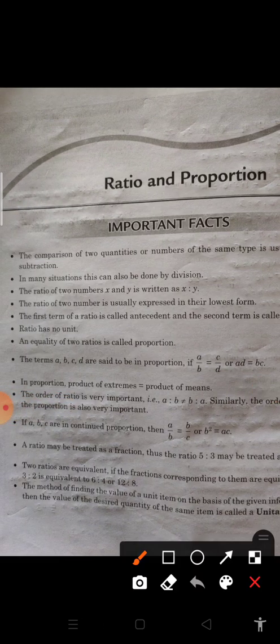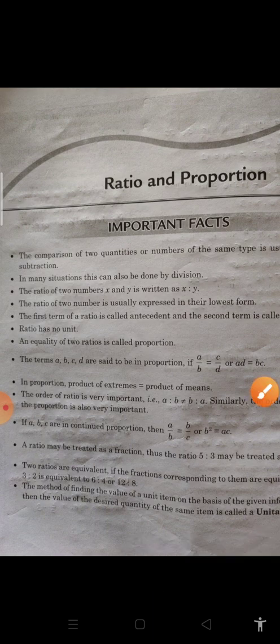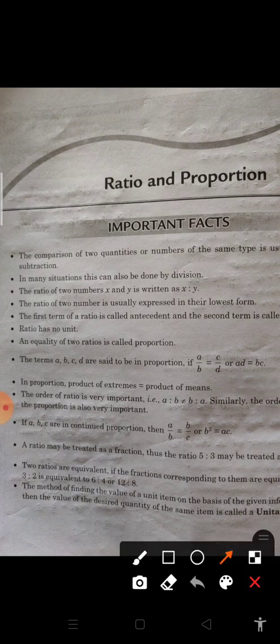Subtraction के through हम compare कर सकते हैं. Now in many situations this can also be done by division. In any other situation we can find comparison by division. हम division करके भी उनमें comparison find कर सकते हैं. The next topic is the ratio of two numbers x and y is written as x ratio y. So we can write the ratio in this form, x ratio y.